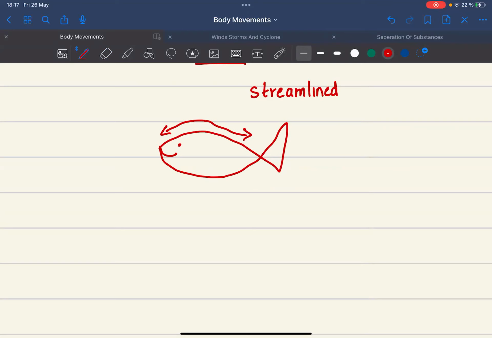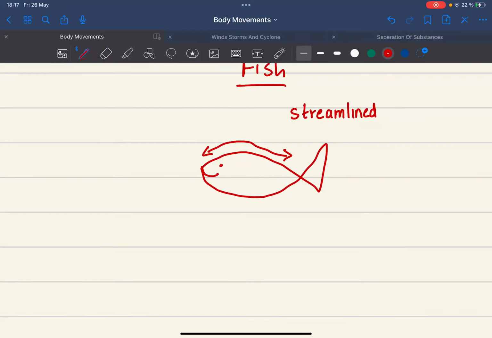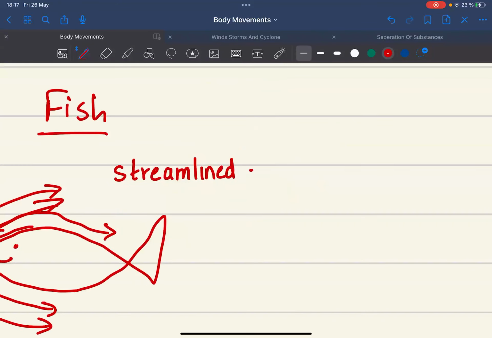right? So similarly, sometimes the water currents are strong in the direction the fish is moving, which will be very difficult for them to swim. So if they have a streamlined body, they'll be able to cut through the water currents. You can easily just cut through. So streamlined body, why is it required for swimming? It is for least resistance.